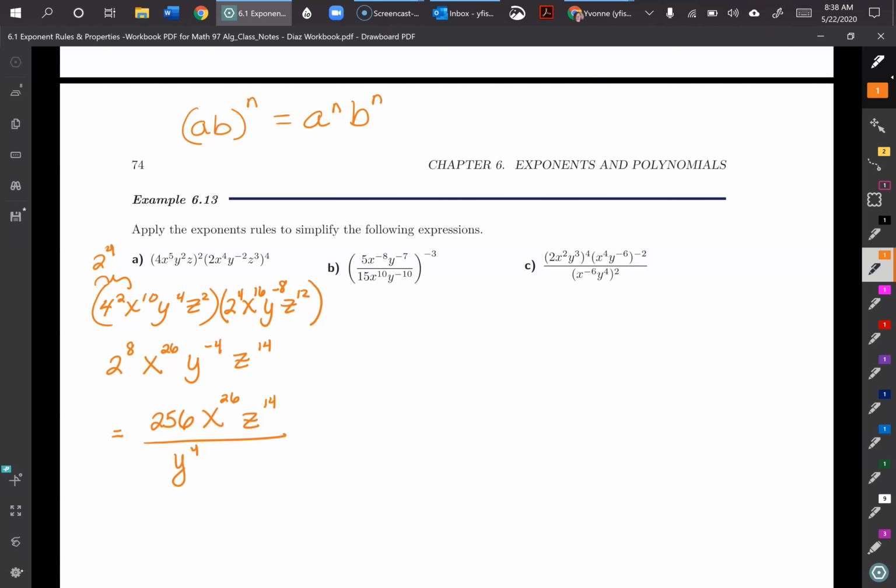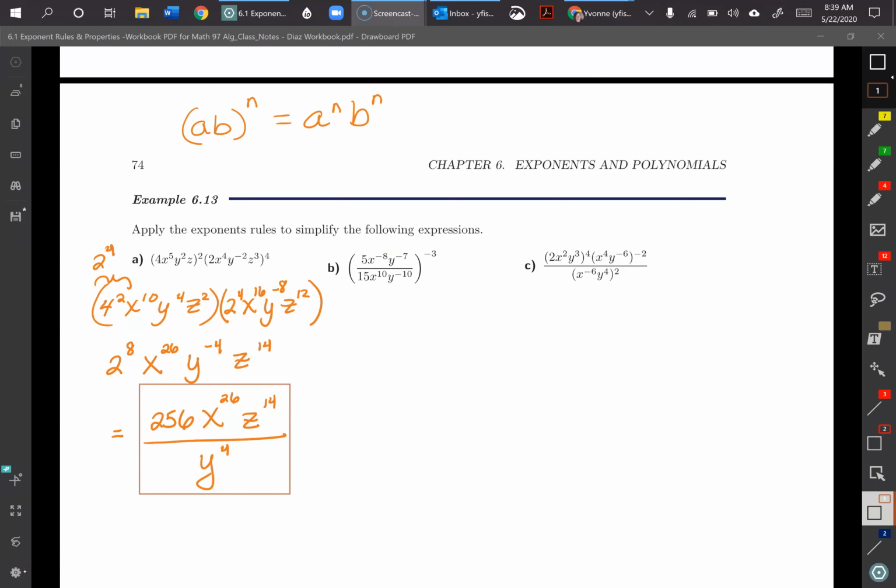And that is my answer. I'm just going to center this y to the 4th just to make it look a little better. Okay, so there's your full answer for that one. For B, it's a little trickier.